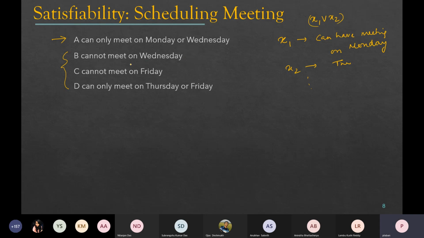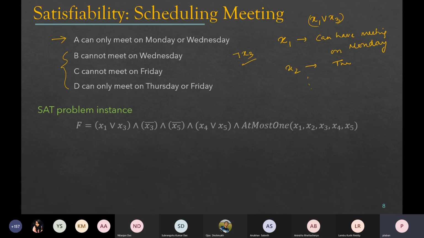And how do we represent that B cannot meet on Wednesday? That means there cannot be a meeting on Wednesday. How do we represent that? X3 is Wednesday, so you cannot have a meeting on Wednesday. So x3 is not possible. This is the way we can define the propositions, or clauses.